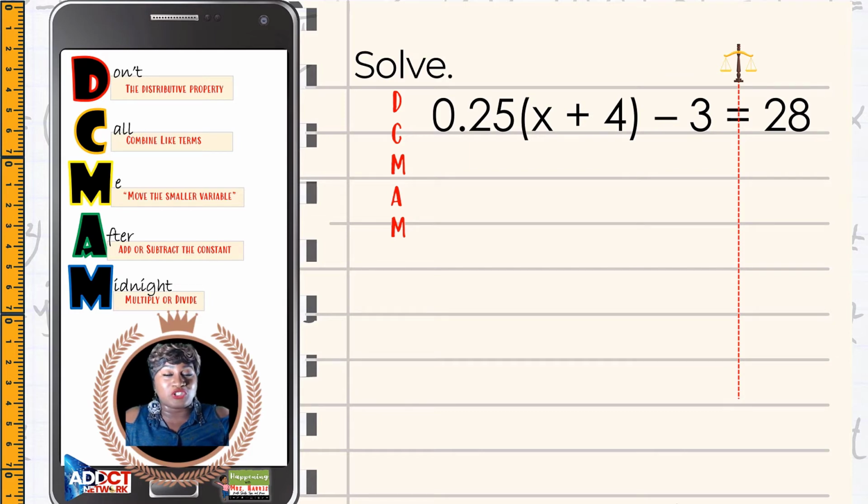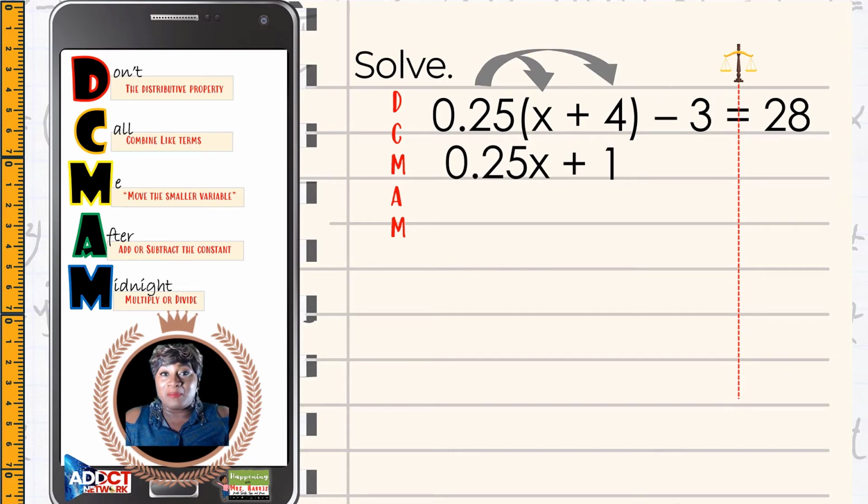First, let's check for the distributive property. Are there parentheses in this problem? Yes, there are parentheses on the left side of the equal sign. So we will multiply 0.25 times x. 0.25 times x is 0.25x. Now we'll multiply 0.25 times positive 4. Once we multiply those, we'll end up with positive 1.